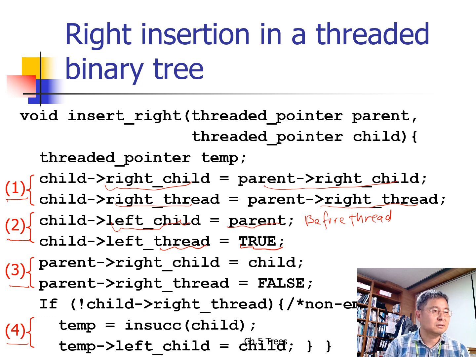And the parent's right thread was originally false, and it is also false after insertion. And the parent's right child is the child. Okay, that is right insertion in a threaded binary tree.